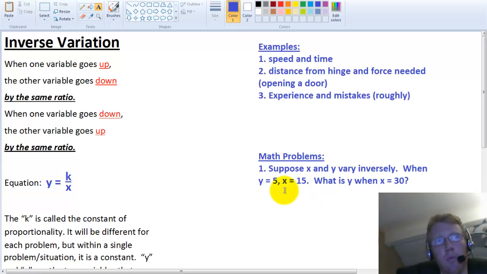Alright, here's the next part of the Algebra 1 video on variation. This one is inverse variation, whereas the last one was direct variation. So they're both conceptually and mathematically similar with one key difference. So in the previous video, what we learned before was direct variation.